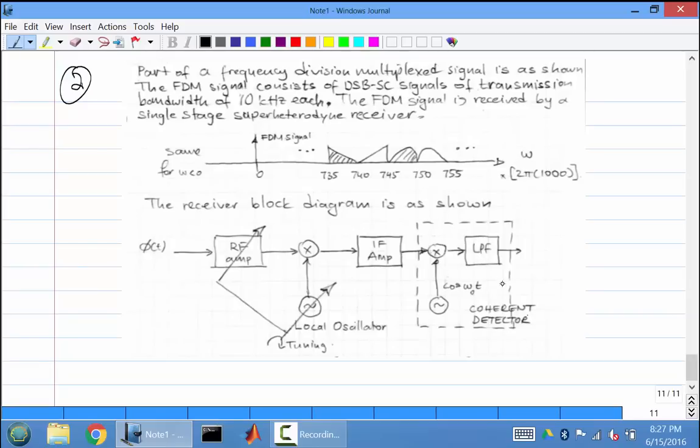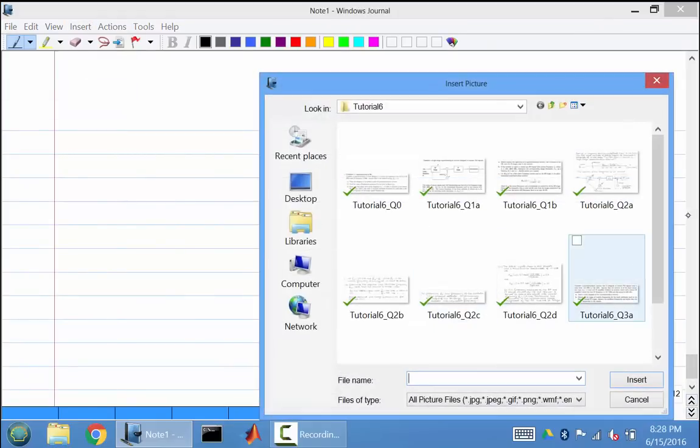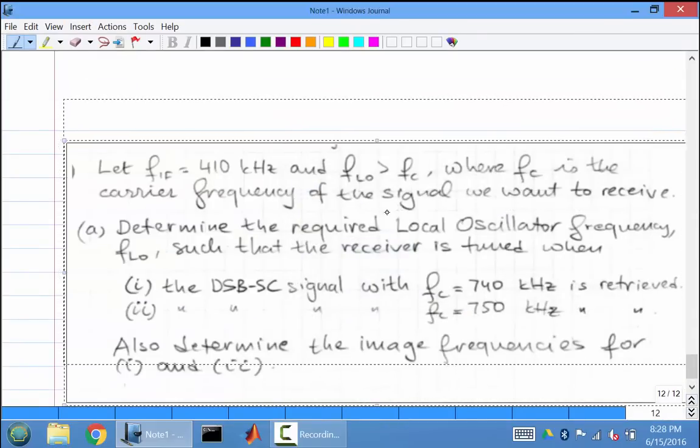This is pretty much the same as we did before. You can use any demodulator you want, right? So this is a coherent detector, or you can use an envelope detector, whatever you want. So that's what the block diagram looks like. And then this is the first question.